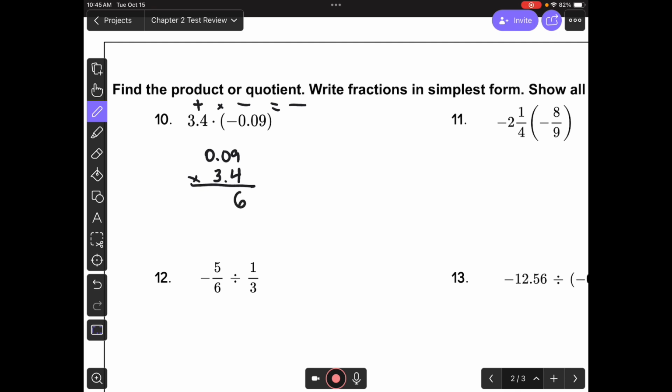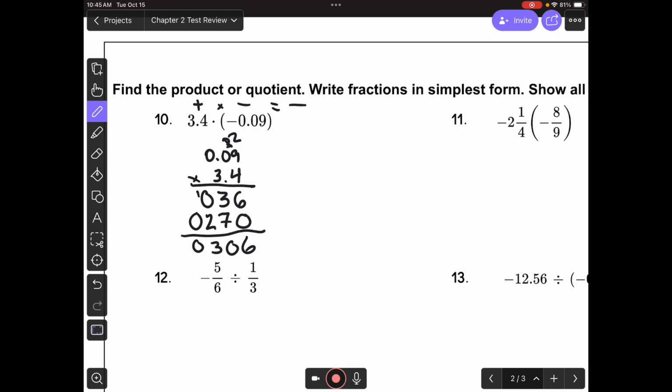4 times 9 is 36. 4 times 0 is 0, plus 3 is 3. And I would get a 0. Add a placeholder 0 for the ones place. 3 times 9 is 27. 3 times 0 is 0, plus 2 is 2. 6, 7 plus 3 is 10. 2 plus 0 plus 1 is 3, and I get a 0.